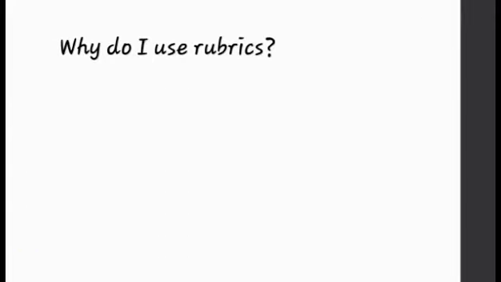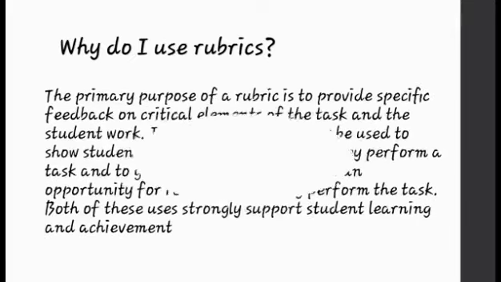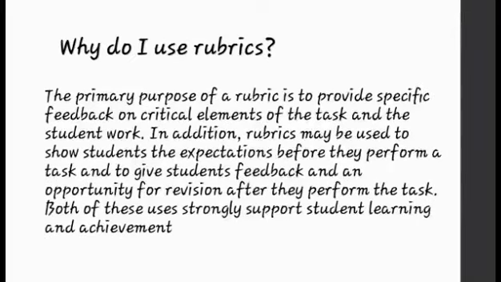Why do I use rubrics? The primary purpose of a rubric is to provide specific feedback on critical elements of the test and the student work. In addition, rubrics may be used to show students the expectation before they perform a test, and to give students feedback and an opportunity for revision after they perform the test. Both of these uses strongly support student learning and achievement.